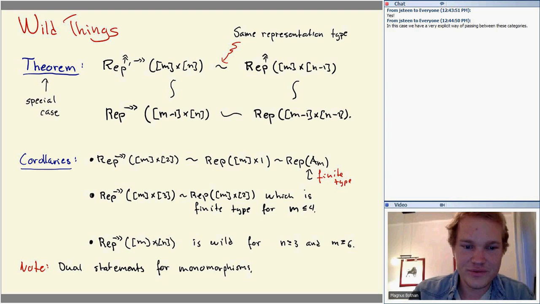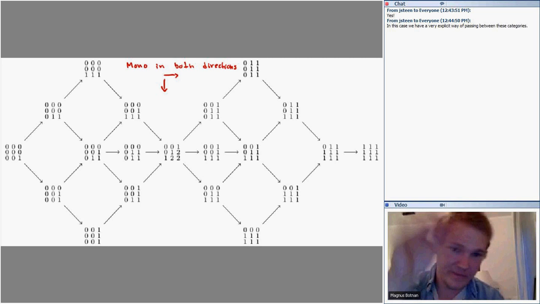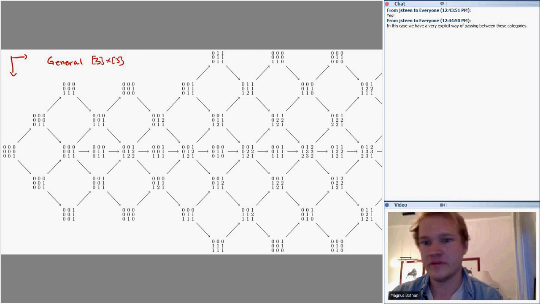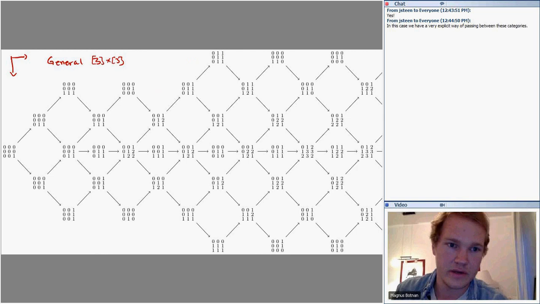So, of course, for monos, I have to say this a little bit now. This is what happens if you have monos in both directions: look to the right and go down, the orientation of the quiver, and you only get a finite number of representations. If you go to general, you see that you get an infinite number of representations, and this is one bit of, for sure, it's not finite in this model case.